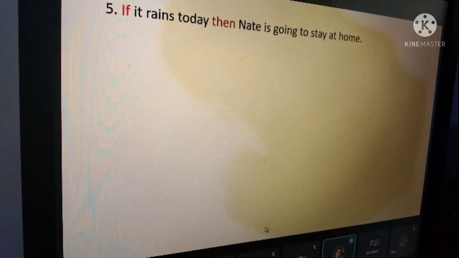For example, if it rains today, then, here we used an if-then statement. This is the first proposition, and this is the second proposition. It rains today is R, and home is H. The proposition R represents it rains today. It rains today is a declarative sentence. We will only know if it rains or not after that day comes, so two outcomes are still possible. Then, Nate is going to stay at home, that we denote as N.